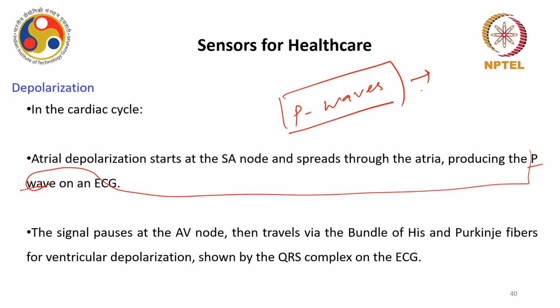Okay, the signal, we have already seen, starts at the SA node, comes to the AV node, and then the signal pauses at the AV node, then travels via the bundle of His and the Purkinje fibers for ventricular depolarization, which is shown by the QRS complex on the ECG. So another kind of wave that is available in the ECG is the QRS complex wave. Okay, we'll see on an ECG how a QRS complex wave looks. Okay, this is about depolarization.